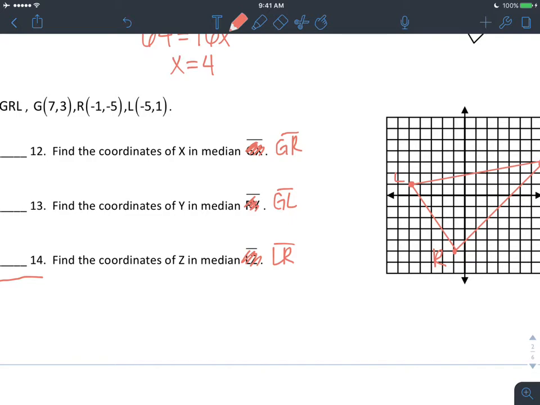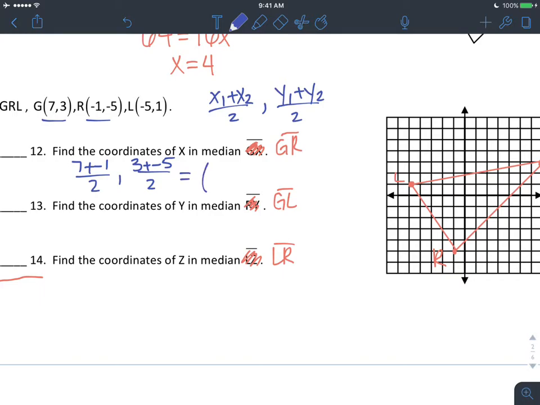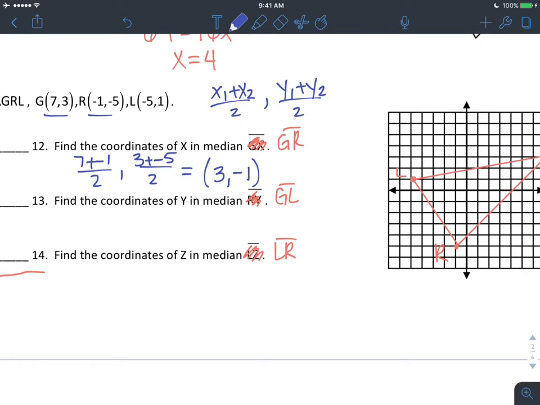So using our midpoint formula, we're going to have (x1 plus x2) over 2 and (y1 plus y2) over 2. So G and R, we're going to have (7 plus -1) over 2 and (3 plus -5) over 2 for a final median point of (3, -1). Then for GL, we're going to be using these 2 points up top. So we're going to have (7 plus -5) over 2 and (3 plus 1) over 2, which is going to give us the coordinate point of (1, 2).